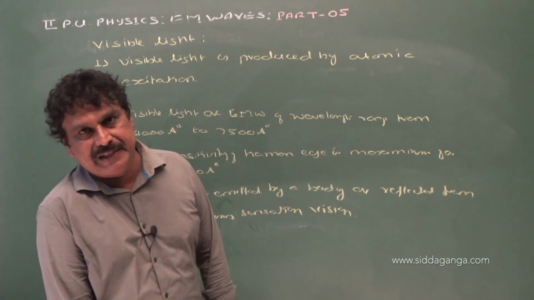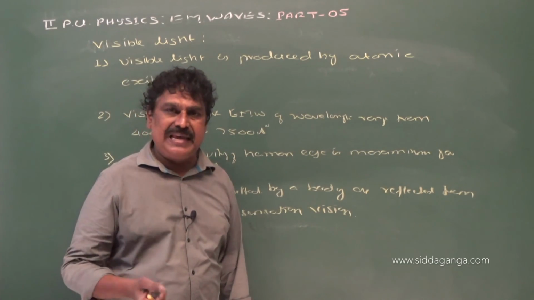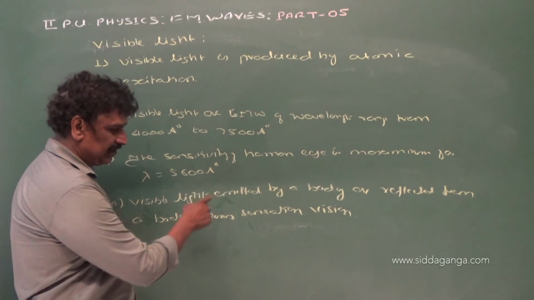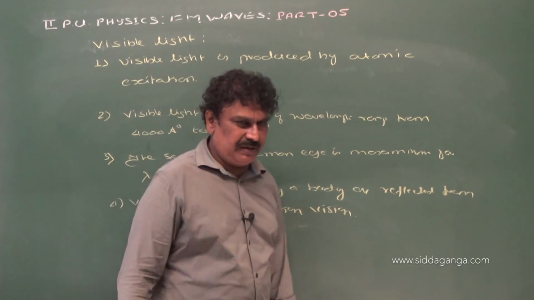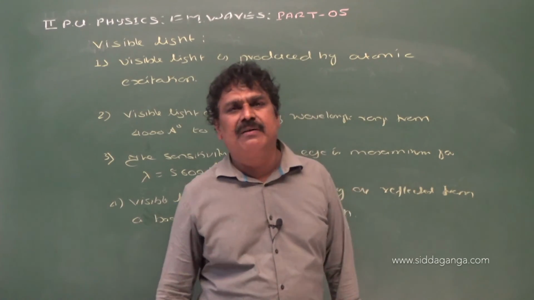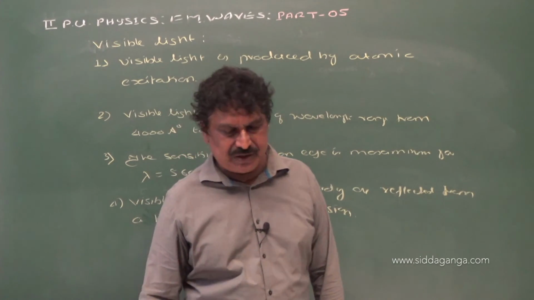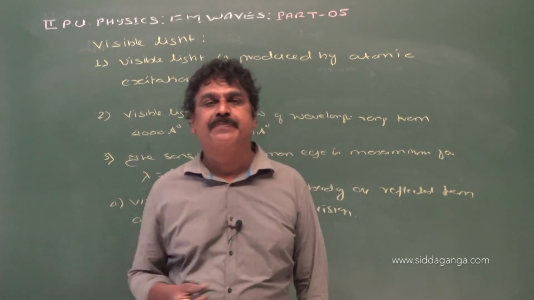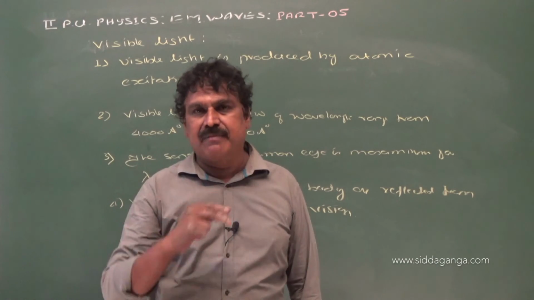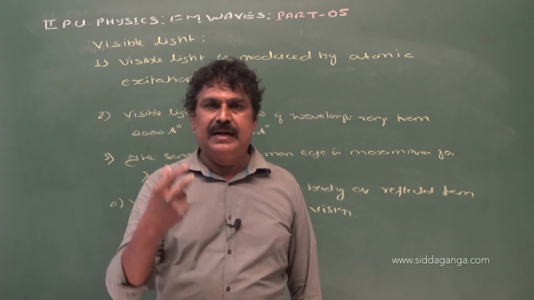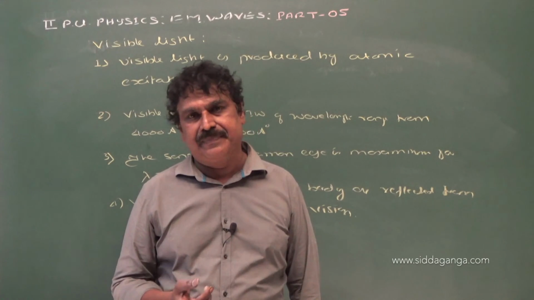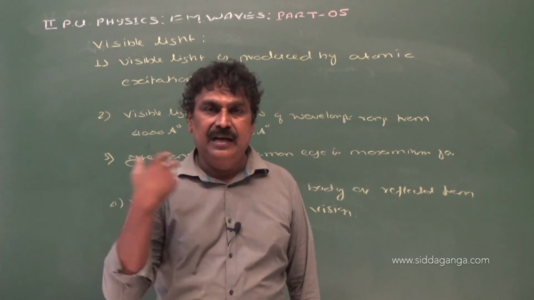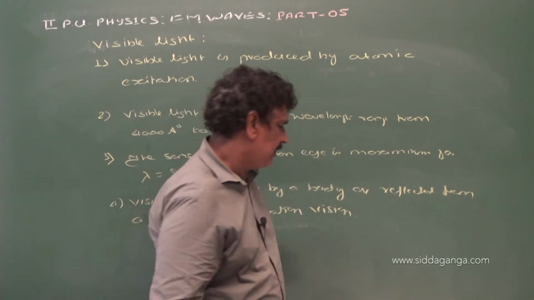Among the wavelengths, the sensitivity of the eye is maximum for wavelength 5600 angstrom unit. And by definition we know that light is a form of energy that causes a sensation of vision. Whenever light is emitted from a luminous body or reflected from a body, the reflected or emitted light on entering our eye produces an image in the retina, and we can get the information about the body.